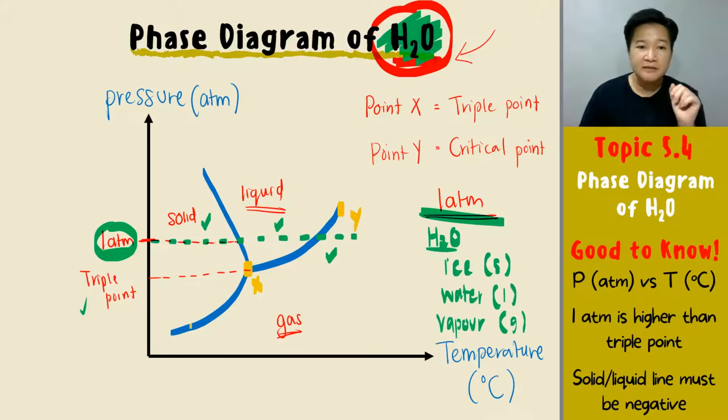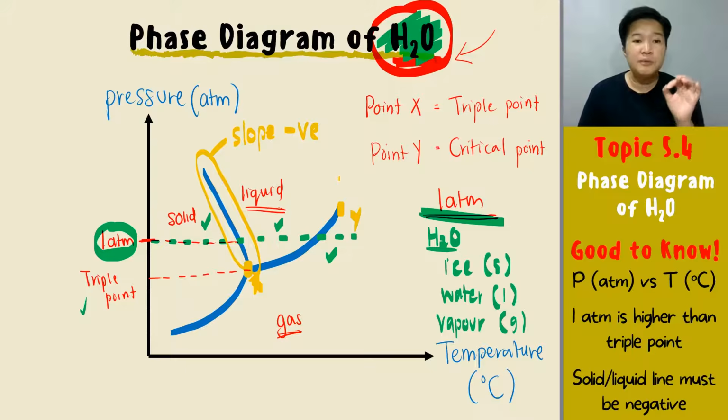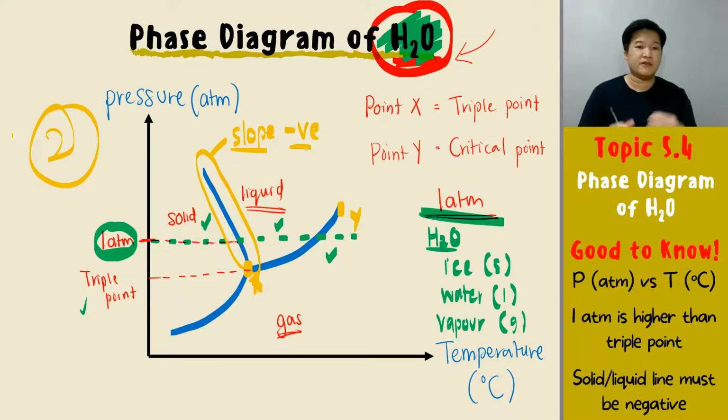The second big difference is your slope between your solid and liquid. The slope over here must be a negative slope. I will explain why the slope is negative later on. But the slope between the solid and liquid must be a negative slope. That is the two differences between the phase diagram of water and carbon dioxide. Make sure you know that, okay?